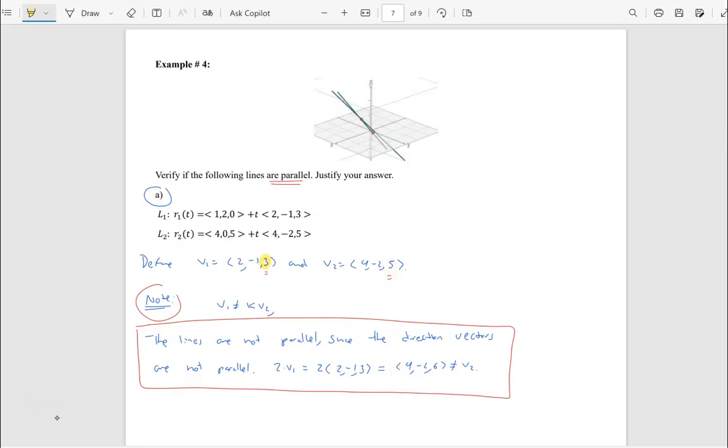When you multiply it times 2, you're not going to get technically the z value. So in this case, yes, this is actually it. We don't have to go further. Since the direction vectors are not parallel, your lines are not going to be parallel.